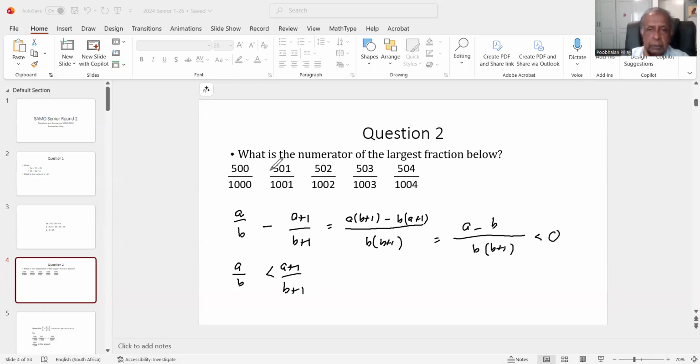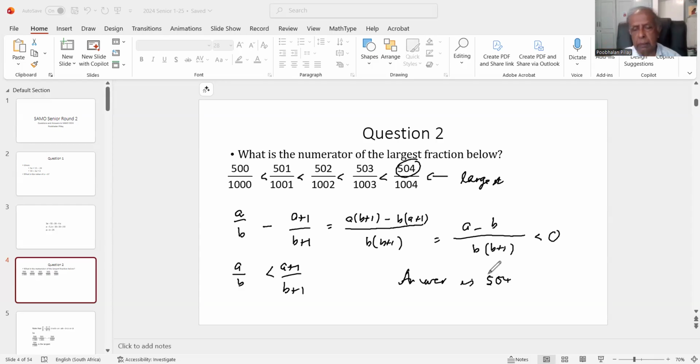Right. So that means we can go straight to this, and we can say this is a over b, and this is a plus 1 over b plus 1. This is smaller, that is smaller, that is smaller, that is smaller. So you can say the largest one is this one. And the question is, what is the numerator of the largest? So that is the numerator. So the answer is 54. Okay, so this is a good example of where you can use simple mathematics to solve a problem without a calculator.